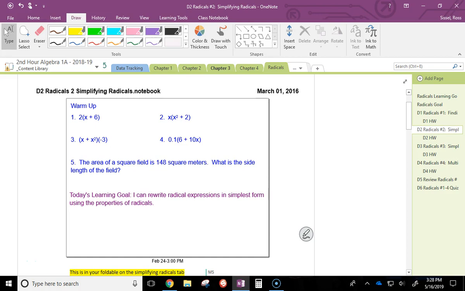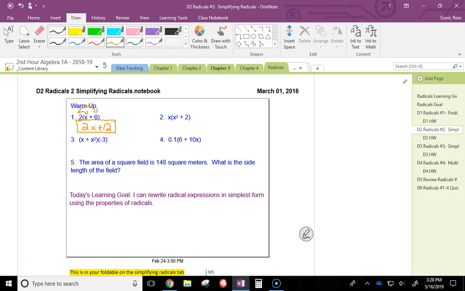Alright, so what we're doing today is we're working on Radicals 2. Our warm-up shows us 2 times x plus 6. This should be pretty simple for us as a review. I would be multiplying by the 2, and I'm going to distribute it. 2 times x is 2x, and then 2 times 6 is 12. Final answer would be 2x plus 12.